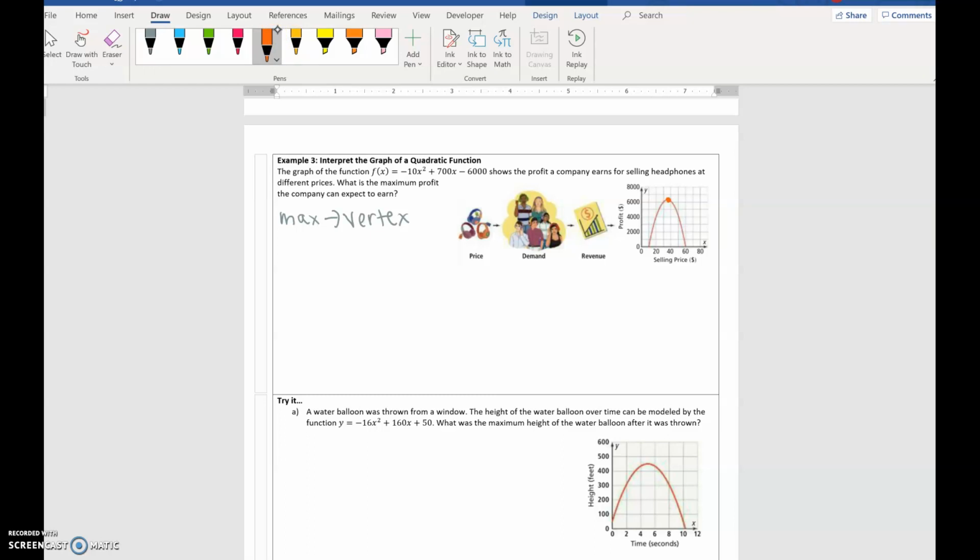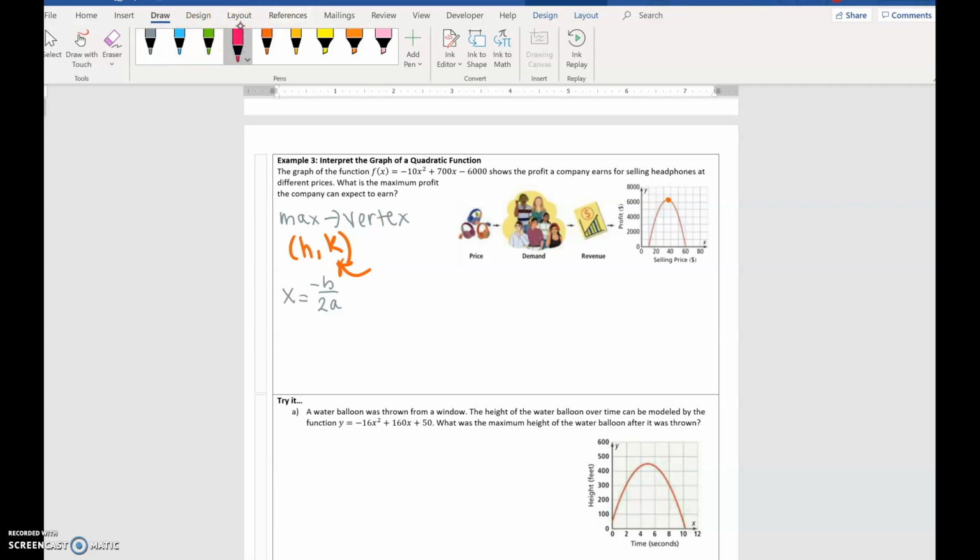And so if x is the selling price and y is the profit, we need the y part of the vertex. So we need the k part for the max profit. So we're going to find the vertex, which we said we need to do x equals -b over 2a as the first step in finding our vertex.